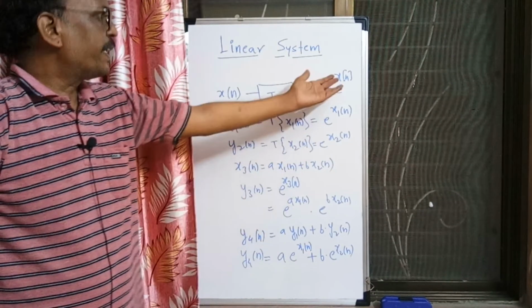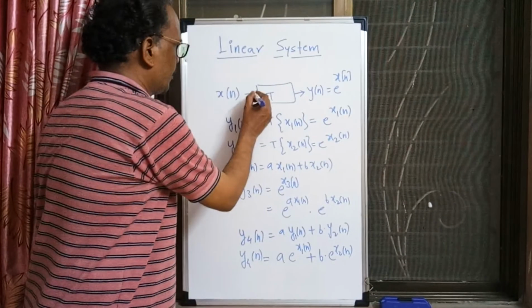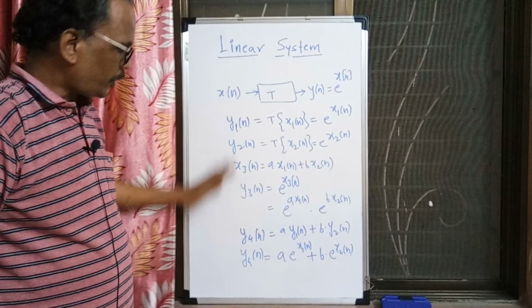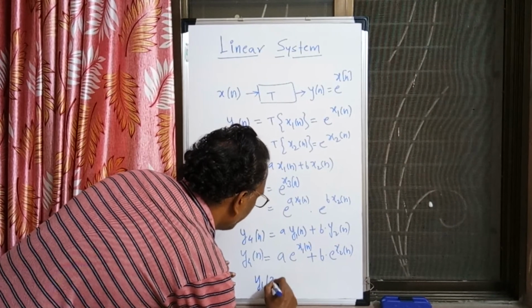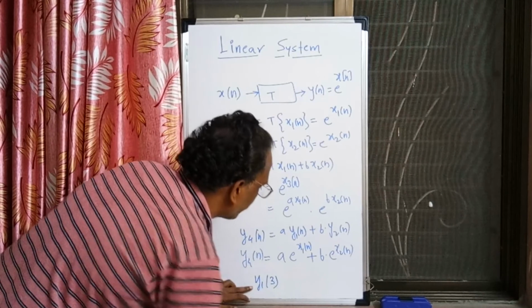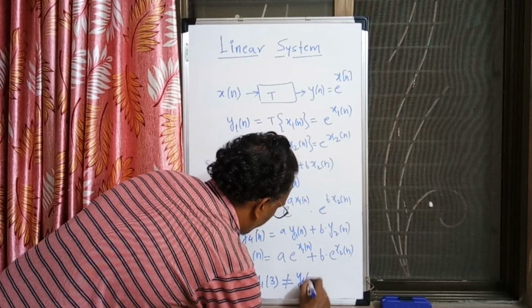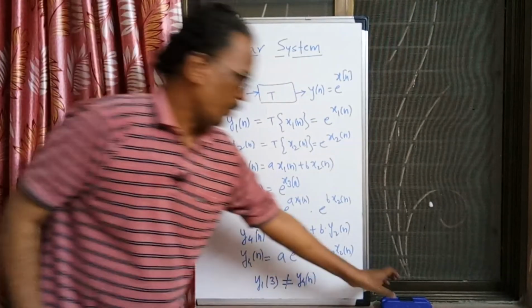By observation also we can say that the output is the exponential of the input, so the system cannot be linear. This is the method by which we can show whether a system is linear or not. Here y3[n], the response of the system to the linear combination of inputs, is not equal to the linear combination of outputs. Hence the given system is not linear.